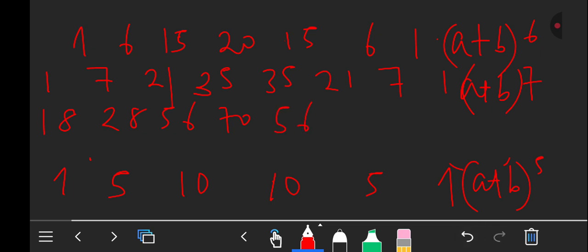21 plus 7, that should give a 28. Then 7 plus 1, that should give 8. Then we end with 1. This is whereby you've been given to expand (a + b) raised to the power 8. Now let's look at how you can apply this Pascal's triangle in evaluating binomial expansion.